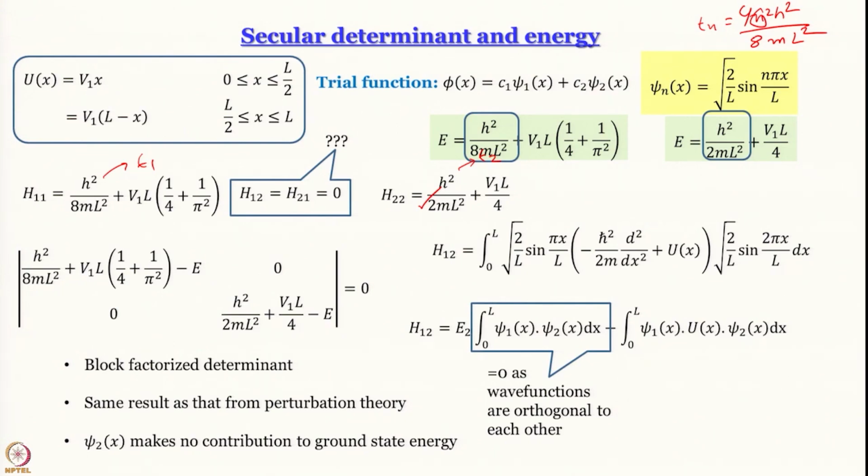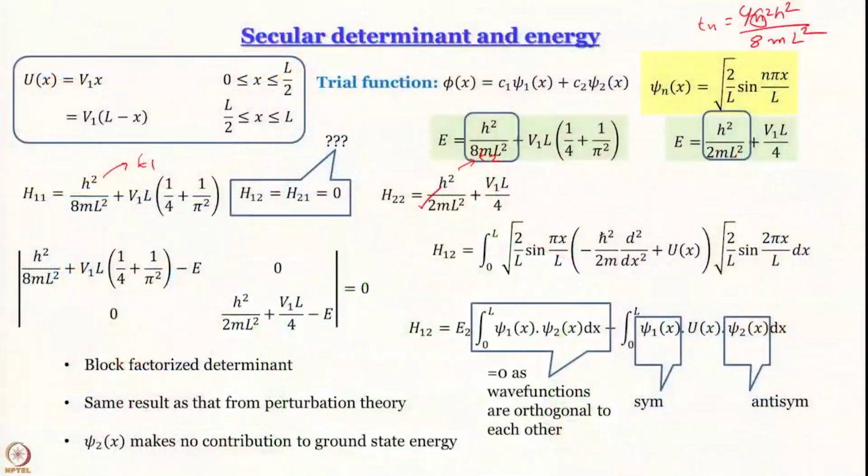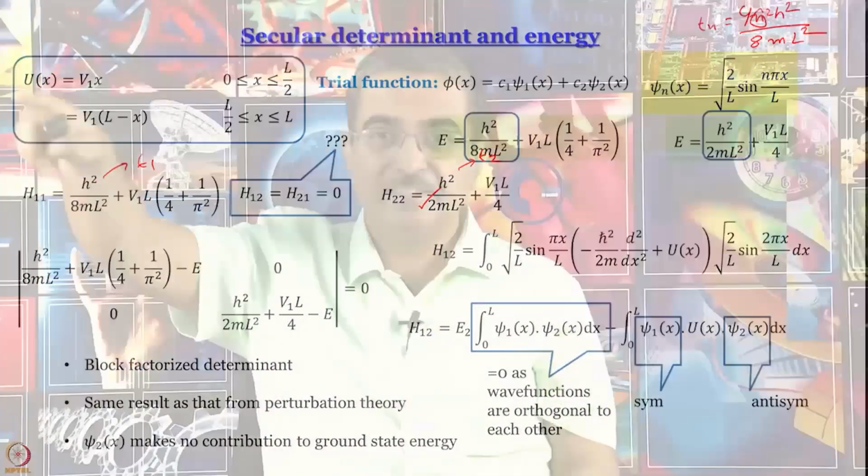What about the second integral? Integral 0 to L psi 1 of x, u of x, psi 2 of x. Actually, to evaluate it, there is no need for me to write the explicit form of u of x, because one thing I know for sure is that it goes up and goes down, like a triangle. So, it is symmetric with respect to the midpoint. Psi 1 of x is symmetric, that we know already, it is a sine function that does not go through a node. Psi 2 of x is antisymmetric, and u of x is symmetric.